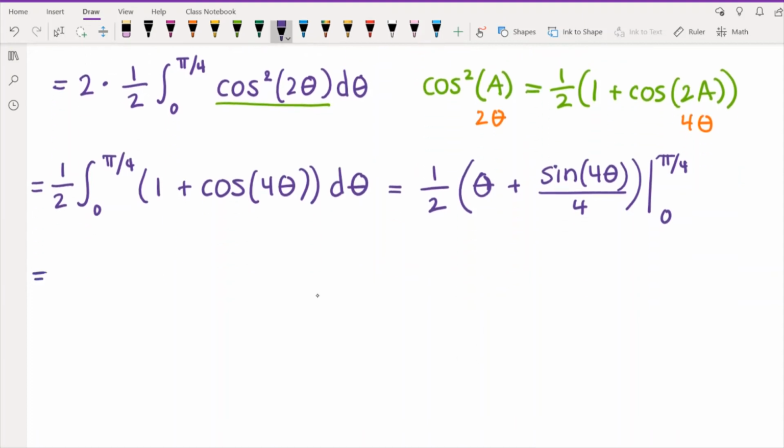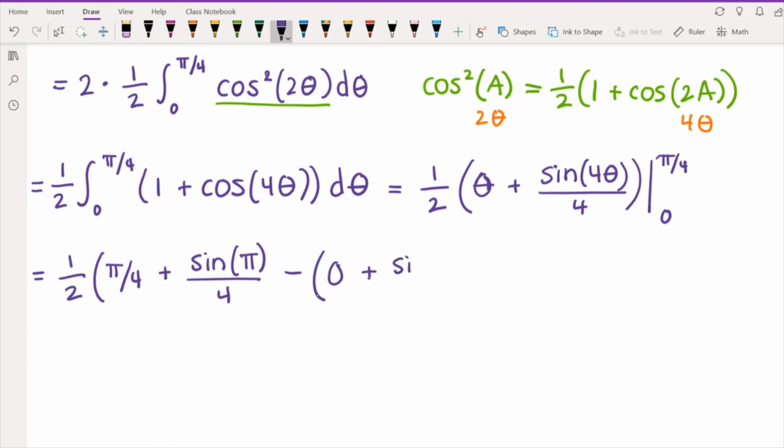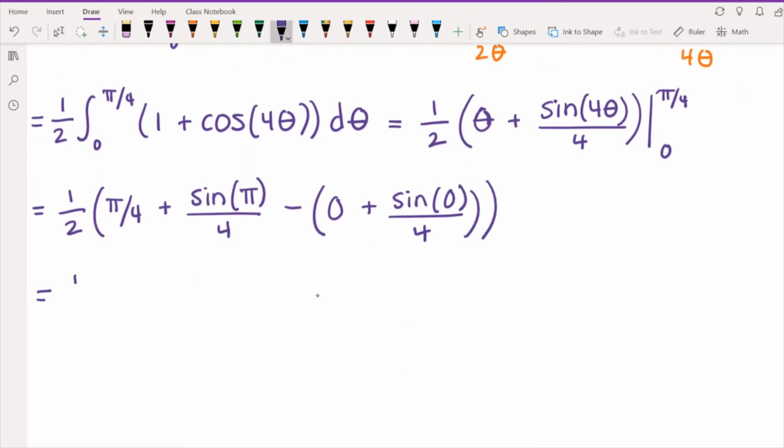So if we plug these in, we get 1/2 times pi over 4 plus sine of 4 times pi over 4, so that's sine of pi. And then from that, we're going to subtract 0 plus sine of 0 over 4. That second part is just equal to 0. And so we're left with 1/2 times pi over 4. Sine of pi is also equal to 0. And so this simplifies to being pi over 8.